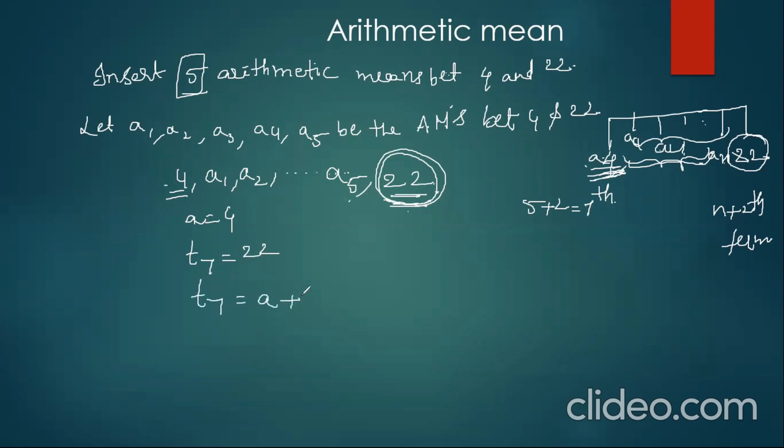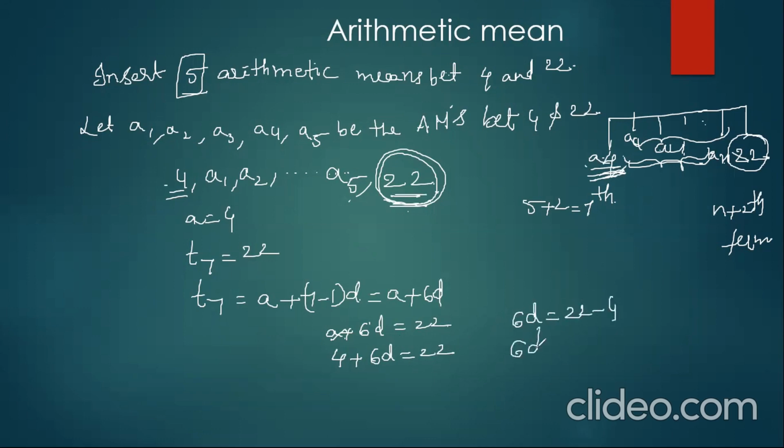You know how to find T7: T7 is equal to A plus 7 minus 1 into D. A plus 6D is equal to 22. Here A is 4, so 4 plus 6D is equal to 22. So 6D is equal to 22 minus 4, which is 18. D is equal to 18 upon 6, which is 3. We got D as 3.